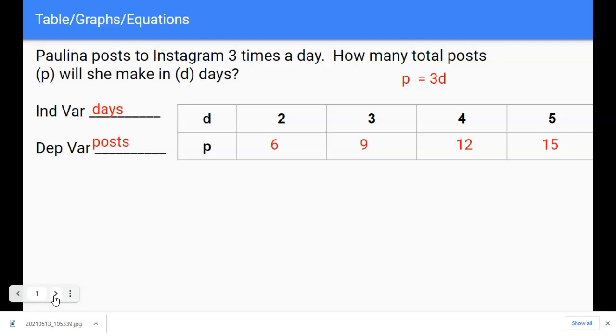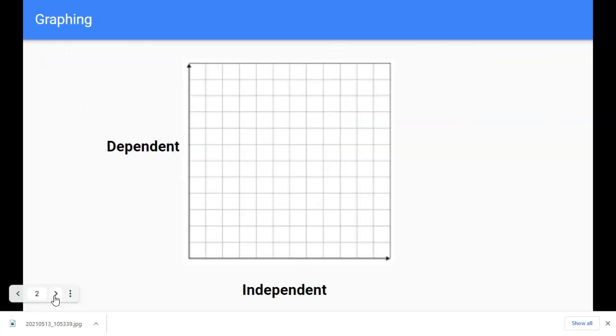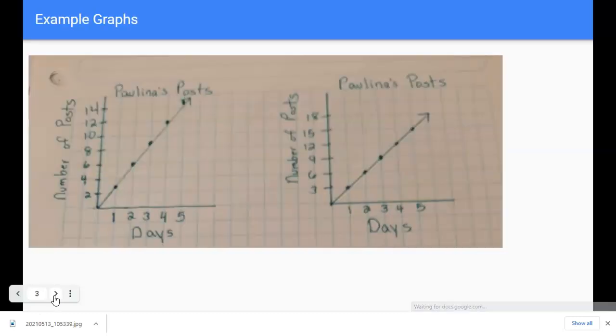It's when you have to make the graph. Okay, our dependent goes on the y-axis, our independent goes on the bottom. And quite often that's a measure of time that goes along the x. So here are 2 example graphs that would receive full credit.